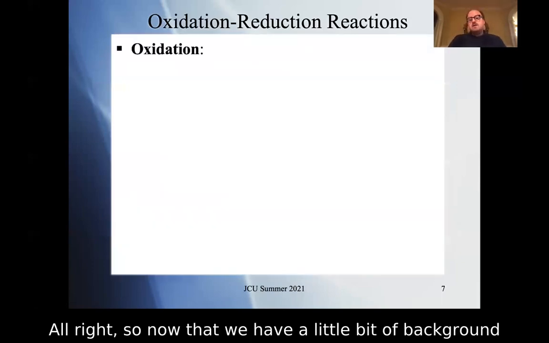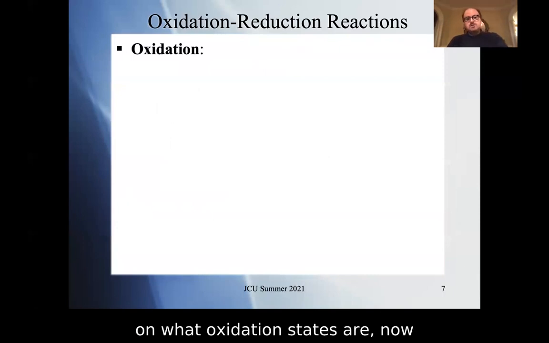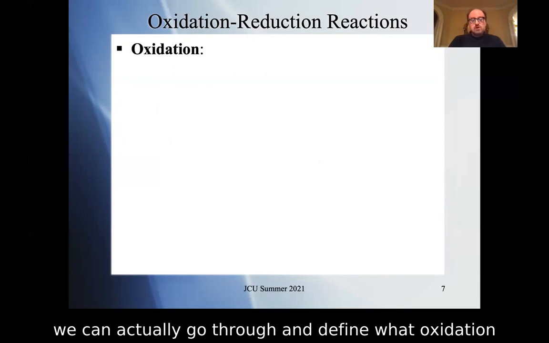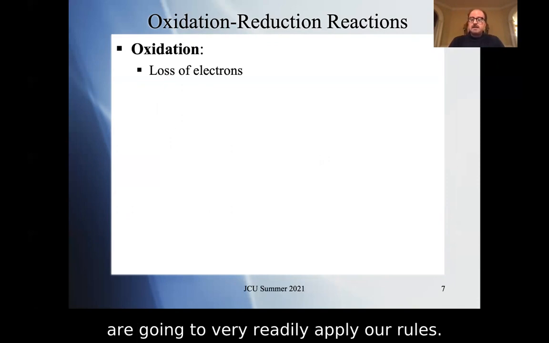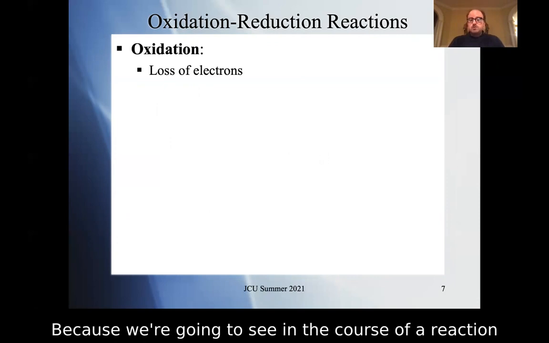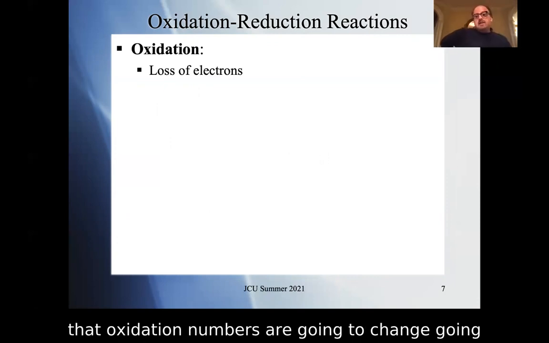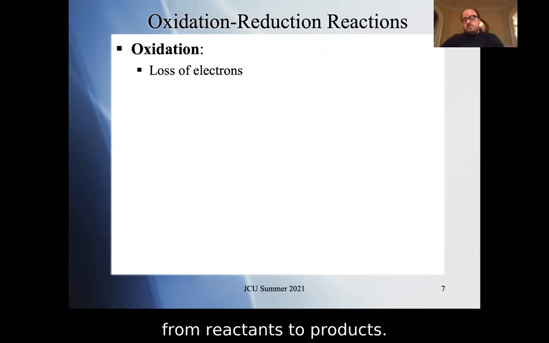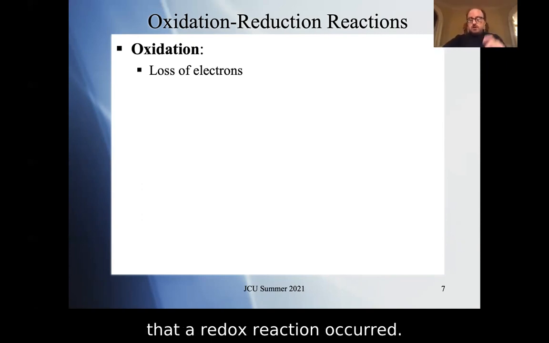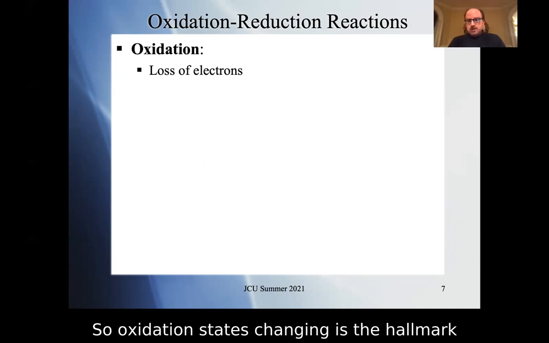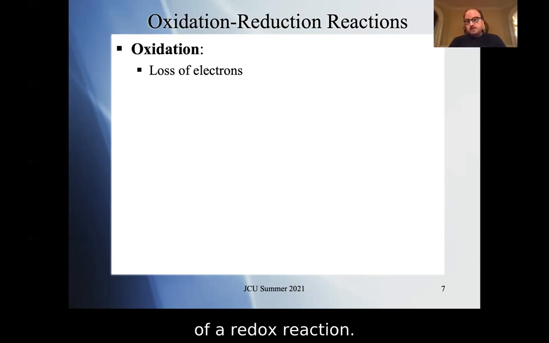All right, so now that we have a little bit of background on what oxidation states are, now we can actually go through and define what oxidation is, what reduction is. So oxidation, to start, is the process of losing electrons. In this case, this is where we are going to very readily apply our rules, because we're going to see in the course of a reaction that oxidation numbers are going to change going from reactants to products. And that is going to be the indicator that a redox reaction occurred. So oxidation states changing is the hallmark of a redox reaction.